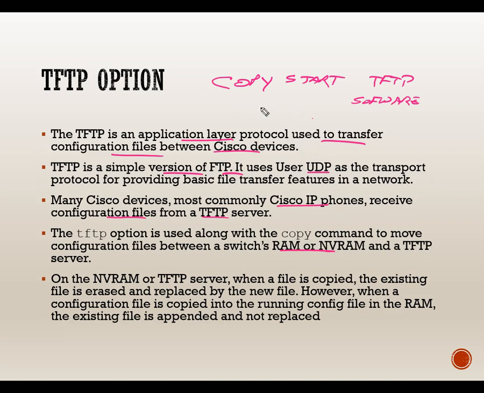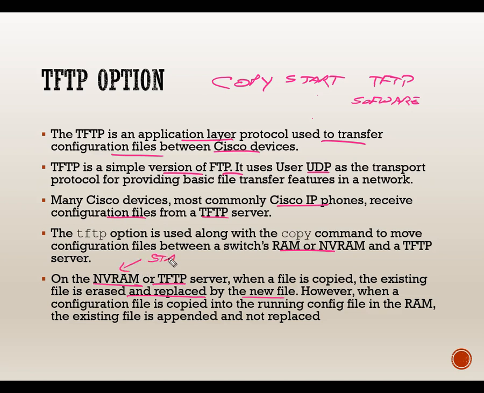If we're going to copy the running configuration, we could type copy running-config and then TFTP. It'll go through a series of questions like what's the IP address and those sorts of things. If it fails, the TFTP server will tell you that it fails, not TCP, because it's a UDP protocol. On the NVRAM or TFTP server, when the file is copied, the existing file is erased and replaced by a new file.